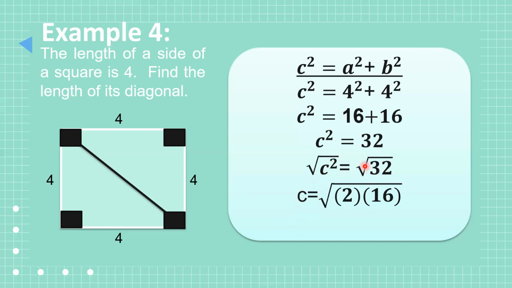Yung square root of 32, 32 is not a perfect square. So para ma-simplify natin siya, let's get the factors of 32. And the factors na pwede natin gamitin is 2 and 16. Since we already have the factors, let's simplify. The square root of 16 is 4, kaya nilabas natin yung 4. And the square root of 2 hindi na siya pwedeng kunin yung square root niya. Kaya siya naging 4 square root of 2. So, the length of the diagonal C is equal to 4 square root of 2.